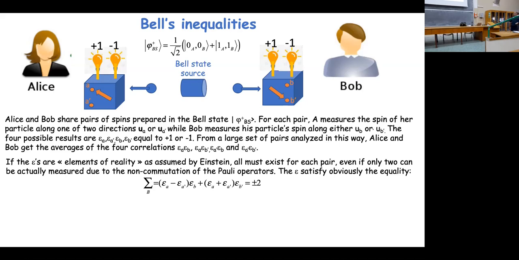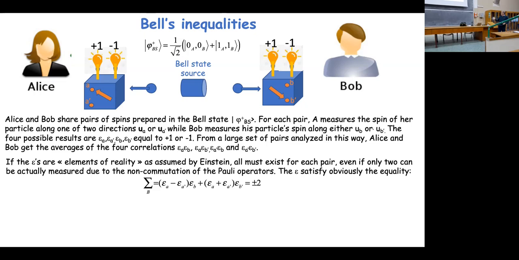I take epsilon A minus epsilon A prime here, and epsilon A plus epsilon A prime here. And I multiply this term by epsilon B and this term by epsilon B prime. And I get a sum here. What is the value of this sum?